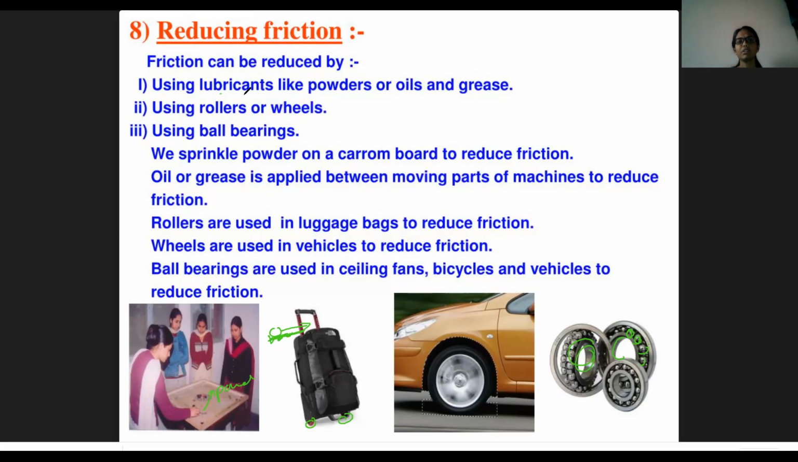And how can we reduce the friction even by using lubricants? Lubricants like oil and grease. Suppose in the case of old cycles, you keep applying grease and oil, and it will run easily. Or in the hinges of doors and all, you put some oil. It will create one more layer between the two surfaces, and then it will be easier for you to move. Clear, children? And using rollers or wheels and using ball bearings, we are able to reduce the friction.